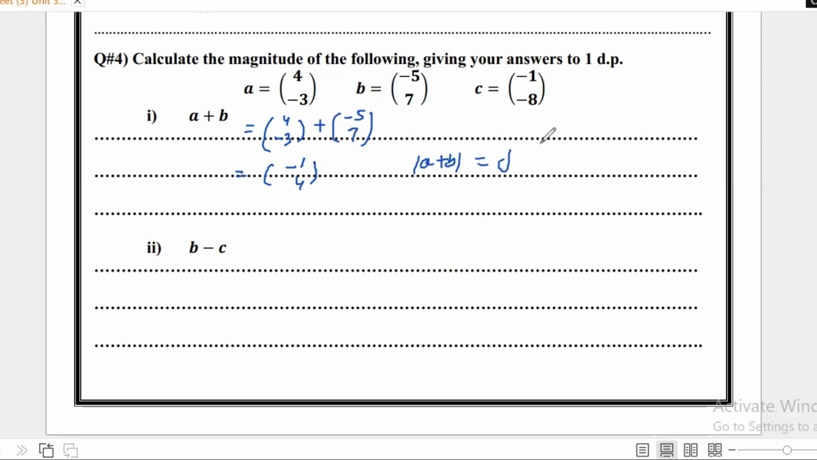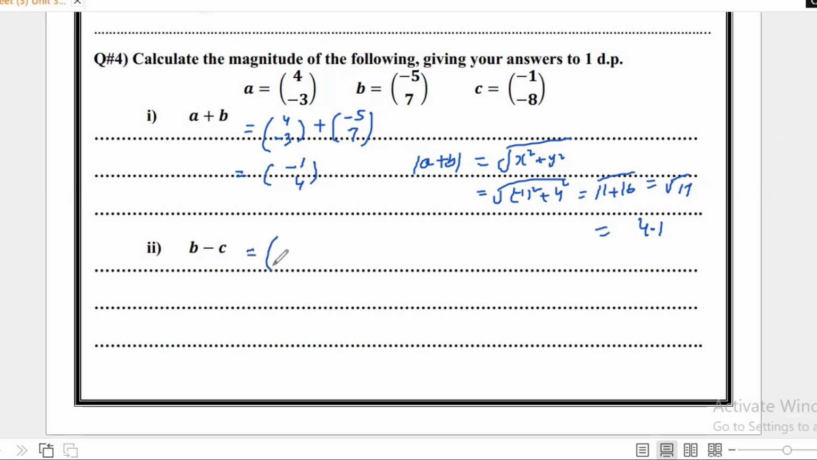So that gives me the square root of x squared plus y squared, meaning the positive length of a vector, or the size of a vector. It is minus 1 whole squared plus 4 squared, which is equal to 1 plus 16, which is equal to the square root of 17. So as we are looking for one decimal place, it is 4.1. That is our required answer.